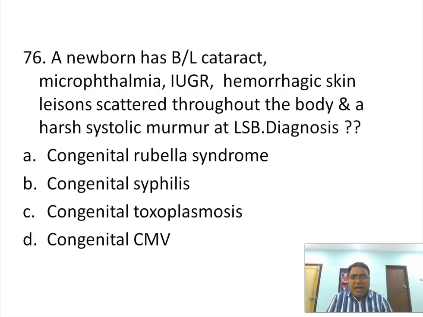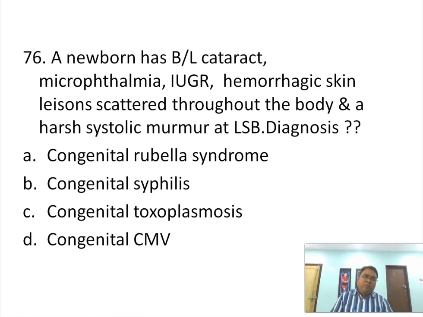Next, a newborn has bilateral cataract, microphthalmia, IUGR, hemorrhagic skin lesions scattered throughout the body, and a harsh systolic murmur at the left lower sternal border. Then what is the diagnosis? This newborn is having bilateral cataract, microphthalmia, IUGR. This means we are getting a case of TORCH infection.